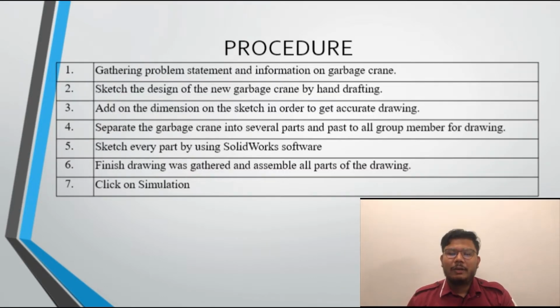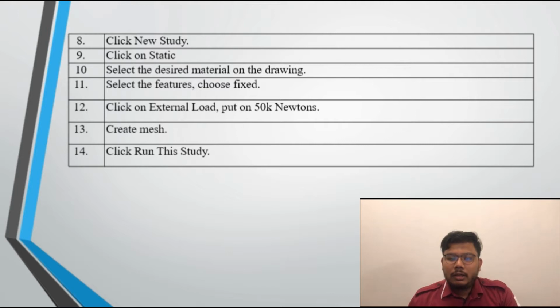Hi, my name is Muhammad Ridzuan Iqbal, and I will present about the procedure and the result and discussion. In this project procedure, we gathered problem statement information on the garbage crane. After that, we sketched the design of the new garbage crane by hand drafting, and then added the dimensions to the sketch in order to get an accurate drawing. We separated the garbage crane into several parts and passed them to all group members for drawing, then sketched every part using SolidWorks software, finished the drawing, and assembled all the parts. We then clicked Simulation, clicked Study, and clicked Static. Select the desired material on the drawing, select the features and choose Fix, click External Load and put 50 kN, create a mesh and click Run to run this study.